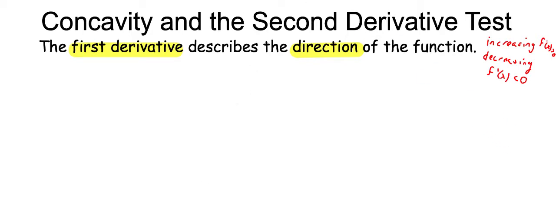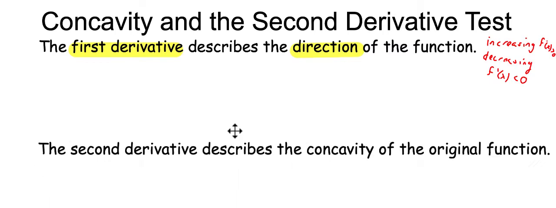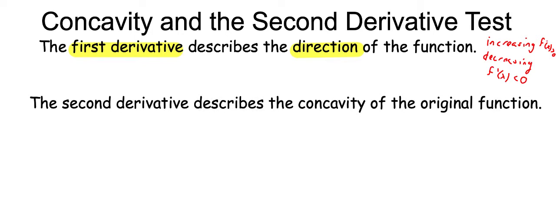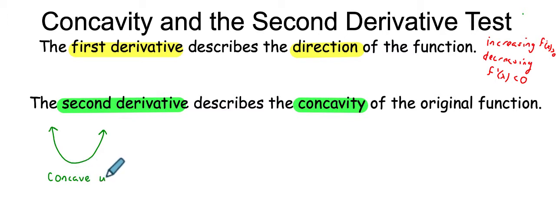Well, today we're going to talk about concavity. We use the second derivative to describe the concavity of a function. So if the second derivative talks about concavity, concavity means the curvature of the graph. So if a graph is curved like this, like a smiley face, that's considered concave up. And if the curve is like a frown, that is considered concave down.